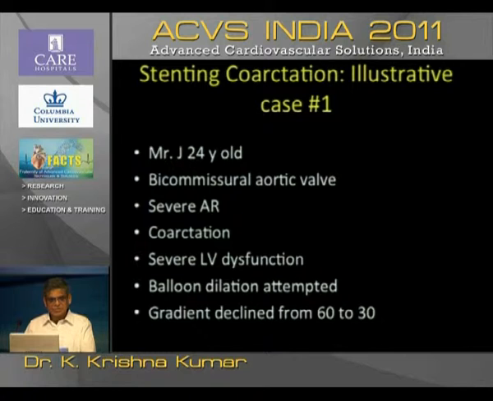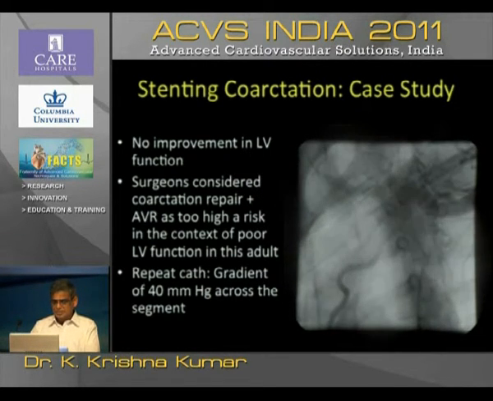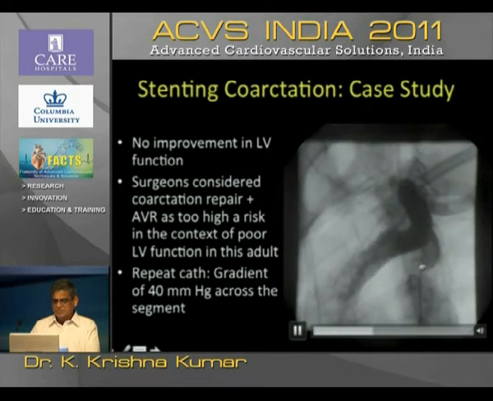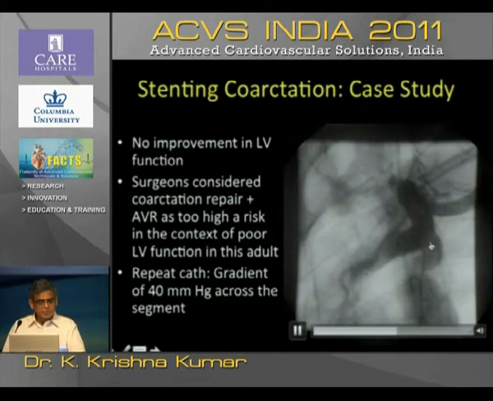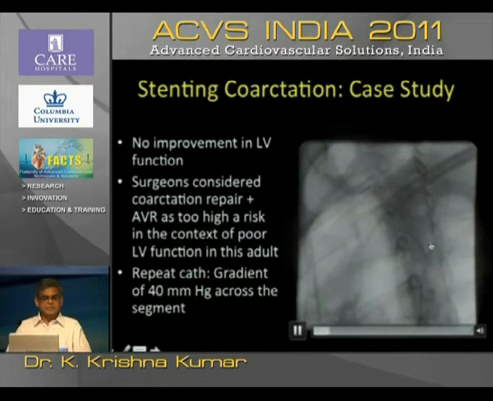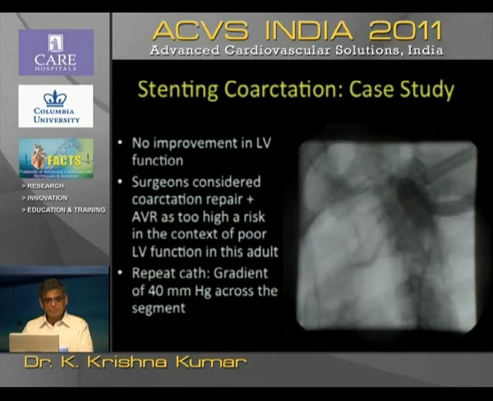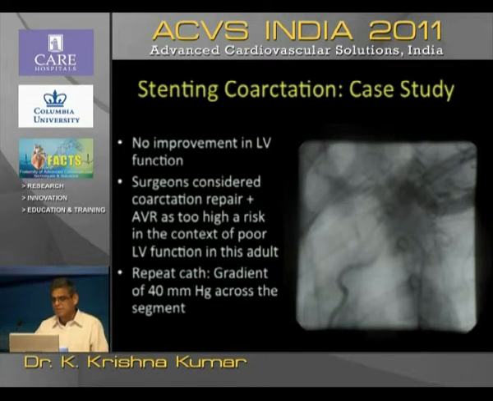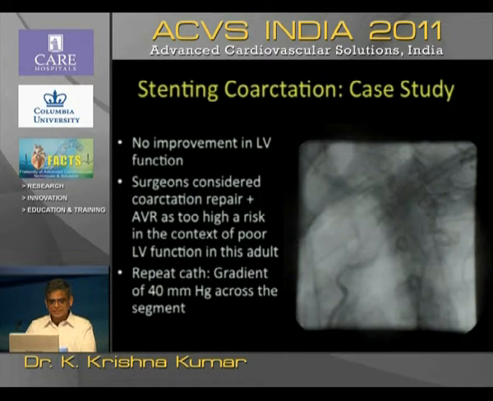So here's a patient who had severe aortic regurgitation from a bicommissural aortic valve, coarctation, and severe ventricular dysfunction. Balloon was attempted. The gradient came down with incomplete relief. And you can see that the isthmic segment is actually pretty small and narrow. And what's interesting is an incredible amount of distortion at this particular site. The surgeons did not want to repair the coarctation in combination with the aortic valve replacement, so they suggested we do something. The repeat cath showed a 40 millimeter gradient across the segment, and we realized that the AR was being exaggerated greatly by the presence of a coarctation. So we went ahead and stented the coarct.